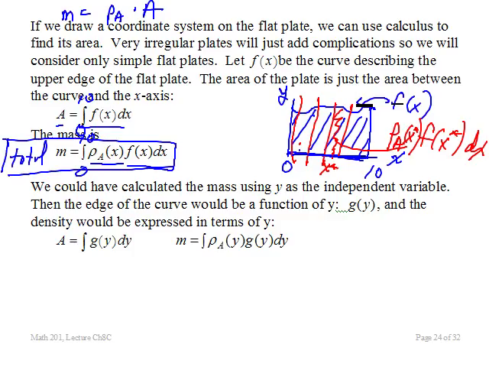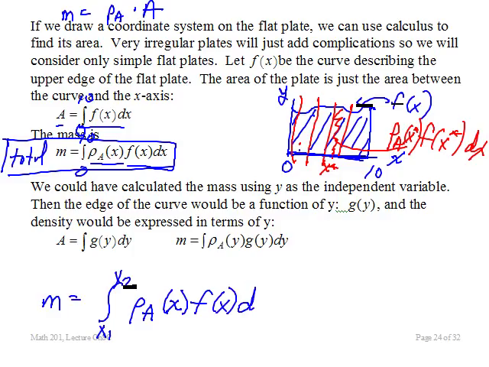Okay, so write it again. The total mass is the integral from, I'll just say x1 to x2, of the density in kilograms per square meter, possibly varying in x, times f of x dx, f of x being the curve that defines the upper boundary of the plate.